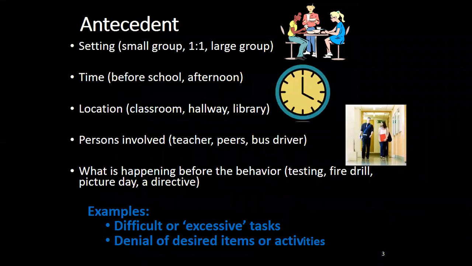Let's take a look at antecedents a little more closely. Antecedents are when we're trying to determine what event might be triggering a behavior. It might be the setting. Is the student engaged in a small group, a one-to-one session, or a large group? It could be the time, before school or afternoon. Location, classrooms, hallways, or libraries. It might even be the people involved, a particular teacher, peer, or bus driver.